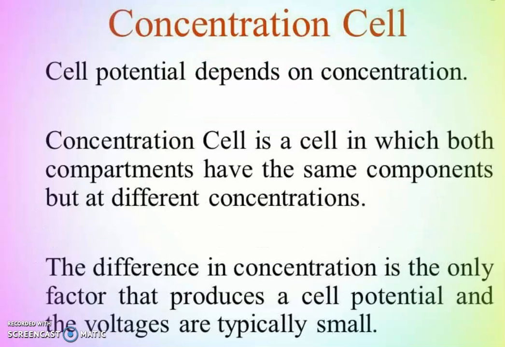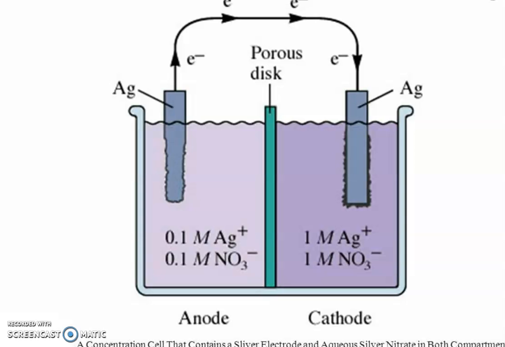So concentration cell. What is the concentration cell? Cell potential depends on concentration. You know, concentration cell is the cell in which both compartments have the same components but a different concentration. The difference in concentration is the only factor that produces cell potential, and voltages are typically small. So you can see the anode and cathode compartment, 0.1 M Ag plus, 1 M Ag plus, 0.1 M nitrate, 1 M nitrate. So porous disc. So concentration cell that contains silver electrode and aqueous silver nitrate in both the compartments.